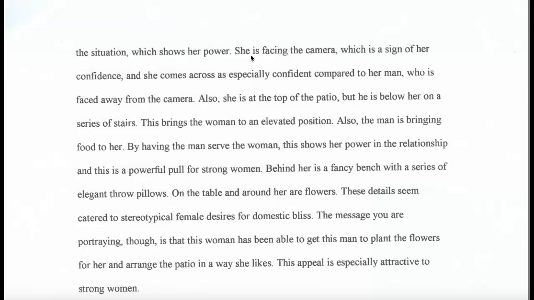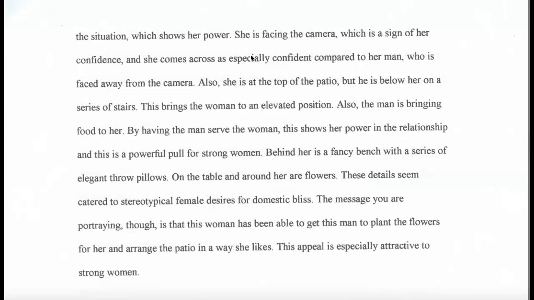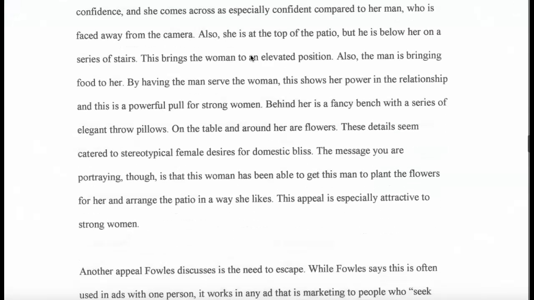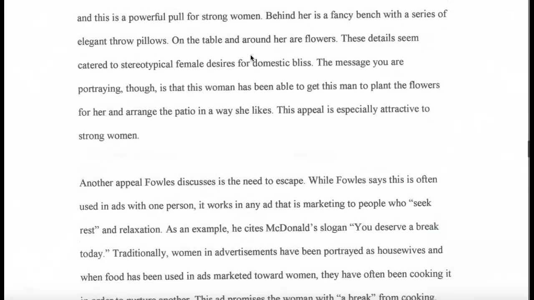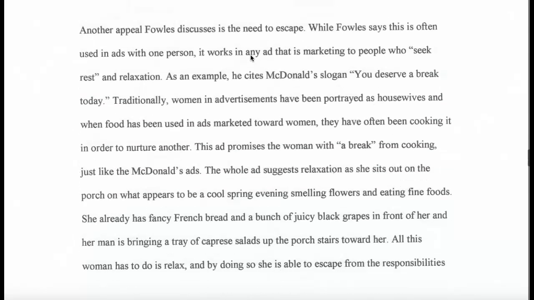She's facing the camera, which is a sign of her confidence. She comes across as especially confident compared to her man, who's faced away from the camera. She's at the top of the patio, but he's below her. That brings her to the elevated position. So it gives a detail. It explains how it shows her power, it shows her dominance. It goes on and continues to give more details.